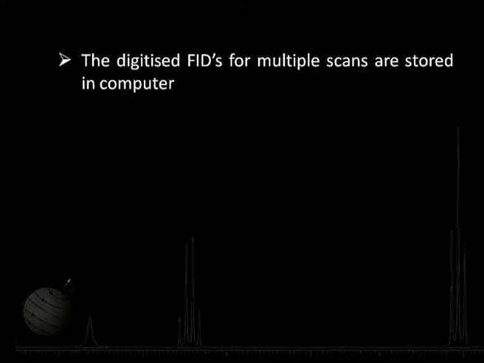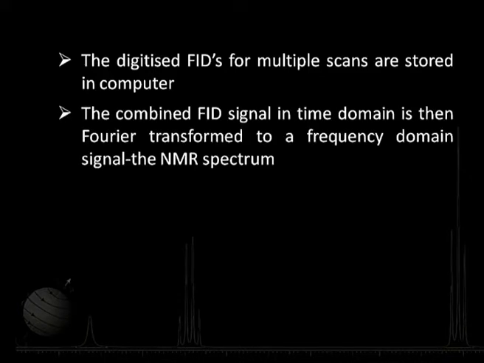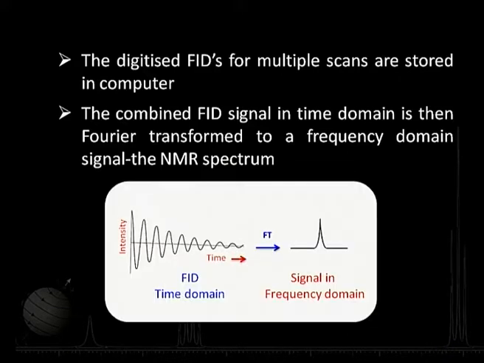So, I can do multiple scans, and all the FIDs I get are stored in the machine or in a computer, and then they are put together. The sum total of that is then Fourier transformed. The signal I get as an FID is a signal in time domain, and I Fourier transform it. Fourier transform is basically a mathematical transformation. That means we transform the signal from the time domain to a signal in the frequency domain, which is my NMR spectrum. So, that is the technique called FT-NMR.